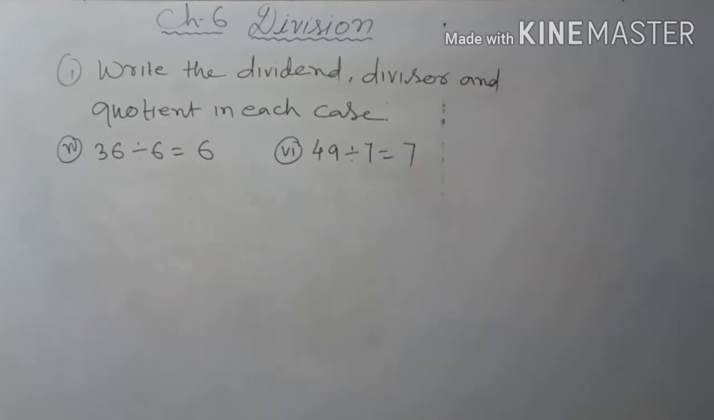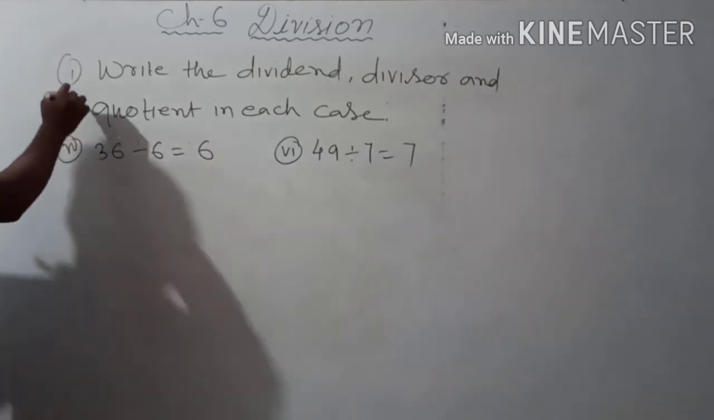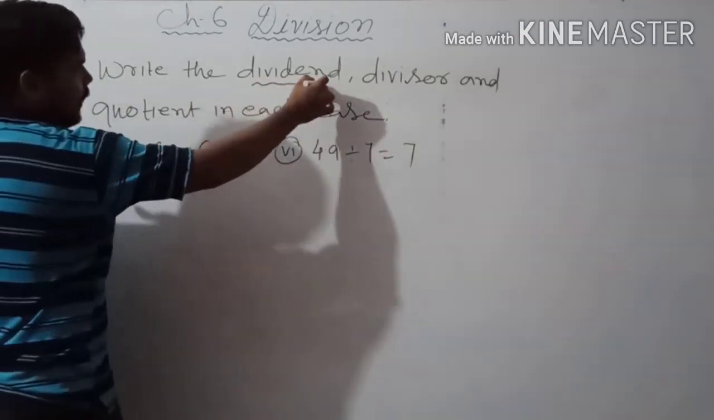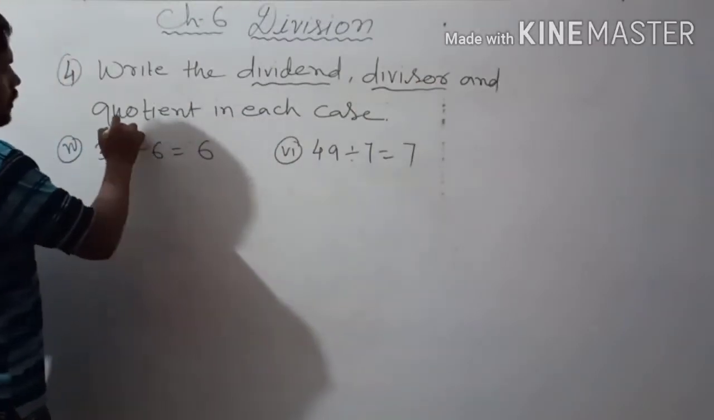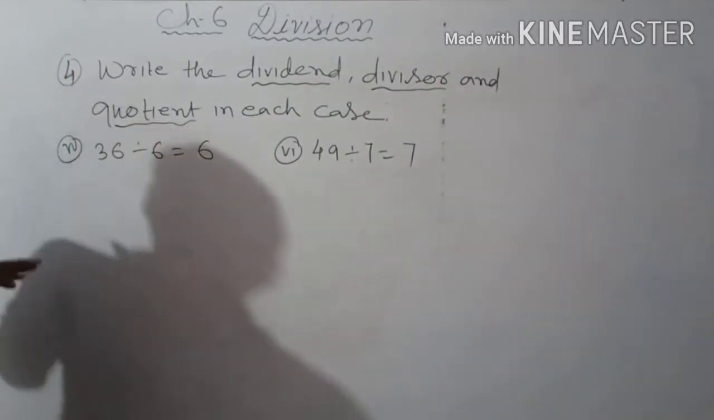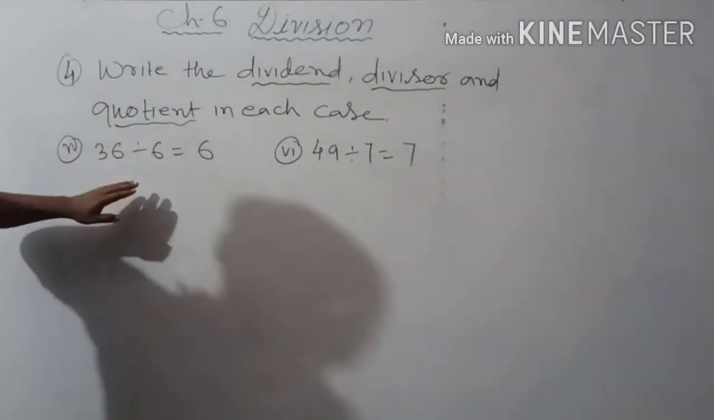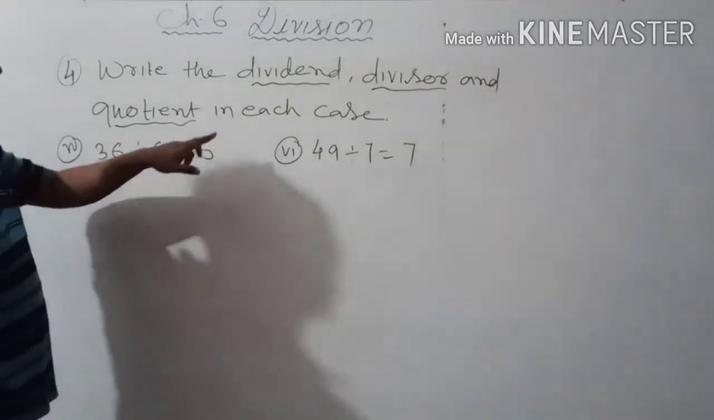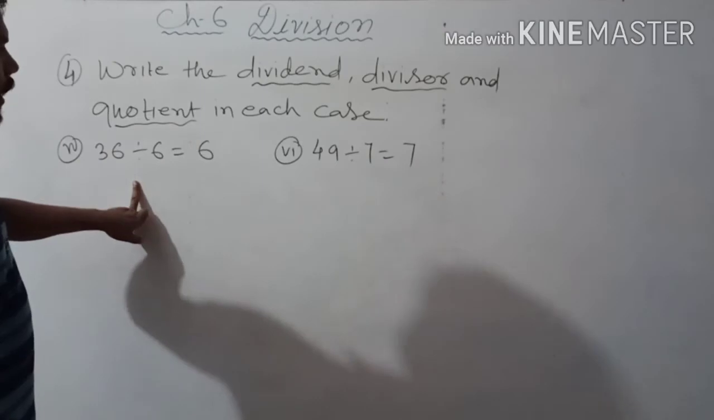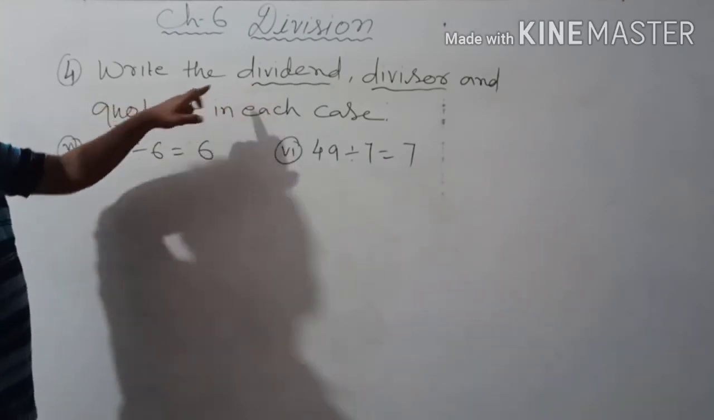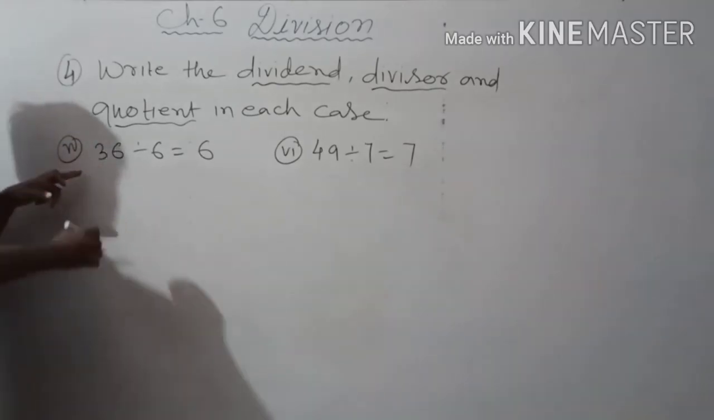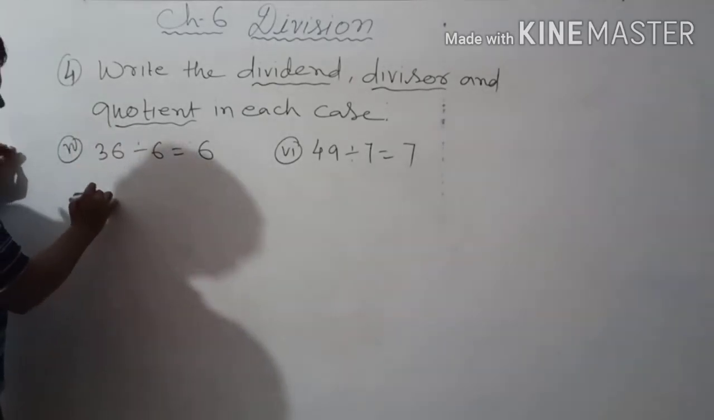Next question is question number 4. Very simple. Here already the division is given. So you have to just take the dividend, divisor and the quotient. Okay. So now before that few times I will explain which is the dividend, which is the divisor and which is the quotient. Okay. So I told you all the dividend is the number which you are dividing. So here 36 will be the dividend.